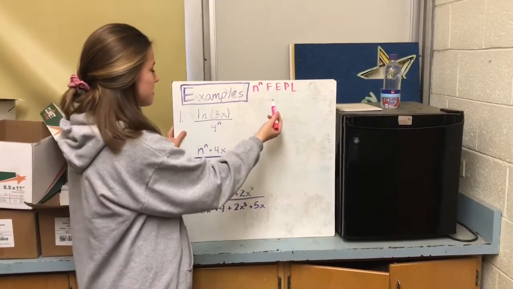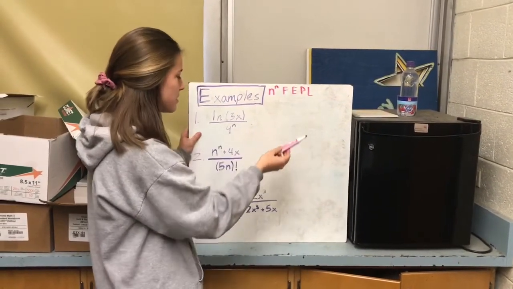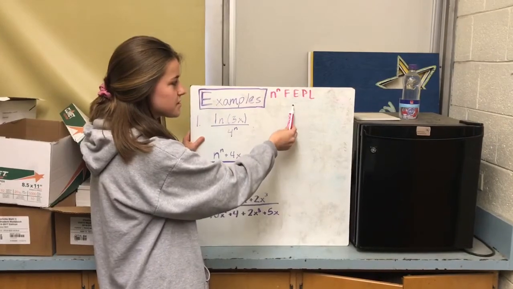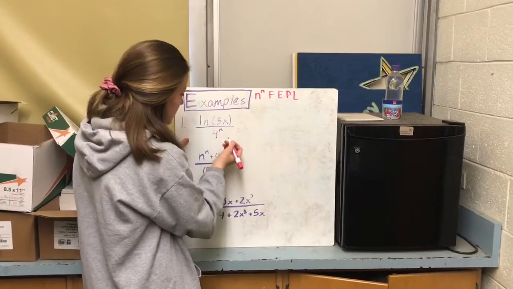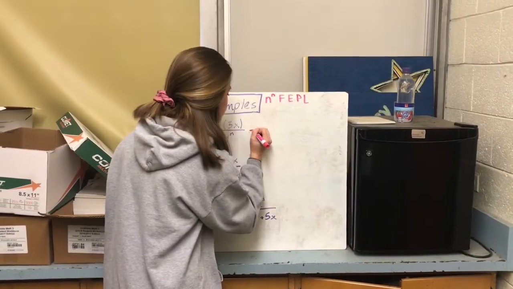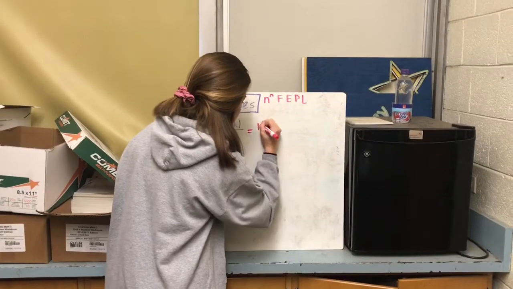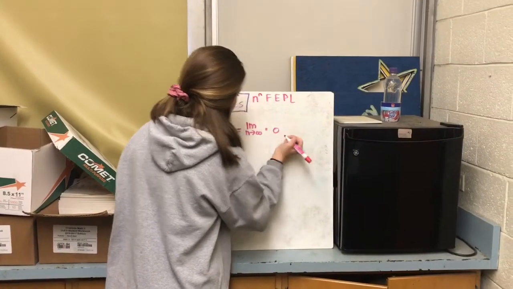So using the n to the n fable test, we know that the natural log grows the slowest because it's a logarithm, and 4 to the n is an exponential function, so it's going to grow faster than the logarithm, so it's bottom heavy. So knowing that it's bottom heavy, I know that the limit as n approaches infinity is 0. So this would be the limit as n approaches infinity equals 0 because it's bottom heavy.